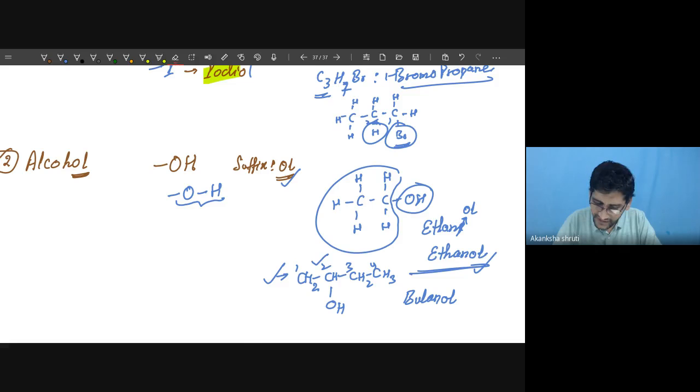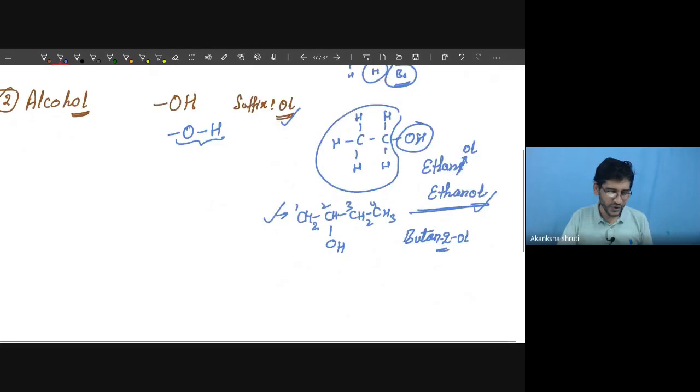So it will be given like this. Before this OL, we put the position, butane 2 OL. You have to put a dash between them. So it is butan-2-ol. The E is dropped and OL is kept, and before that the position of the alcohol group is also indicated. So it is so simple for the alcohol also.